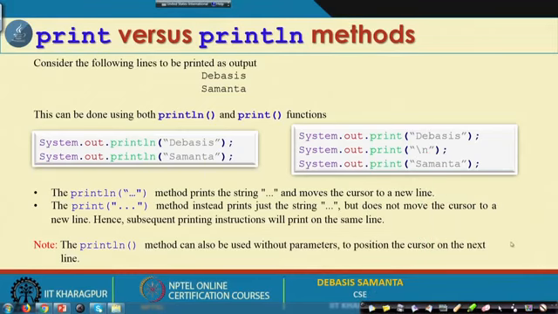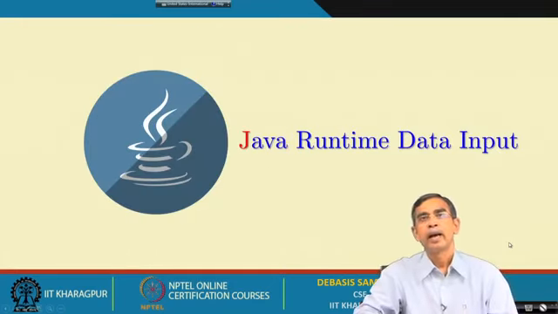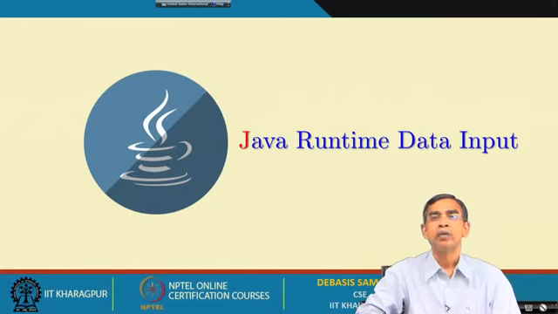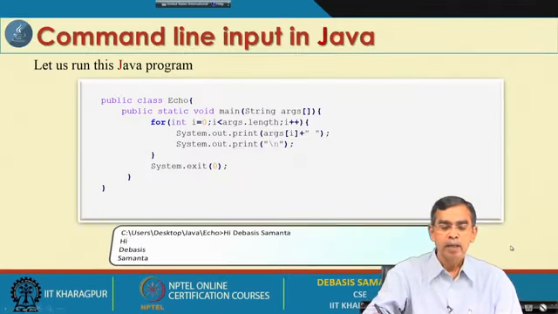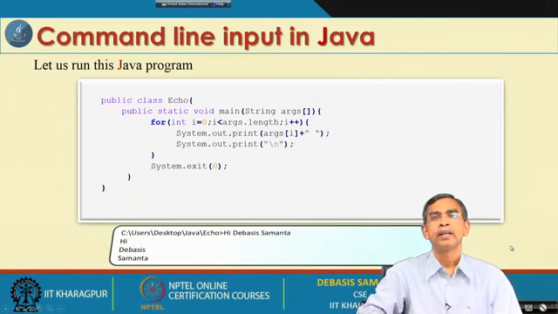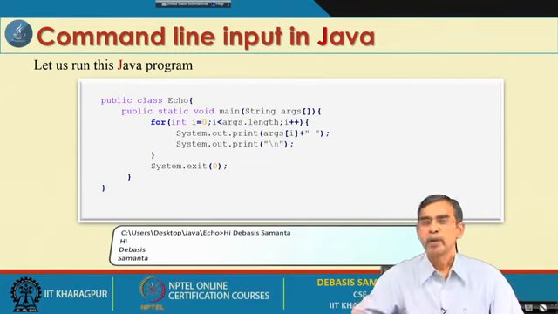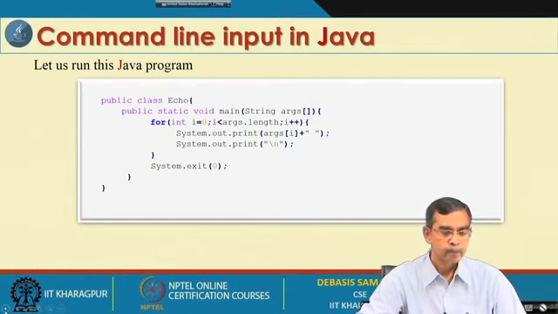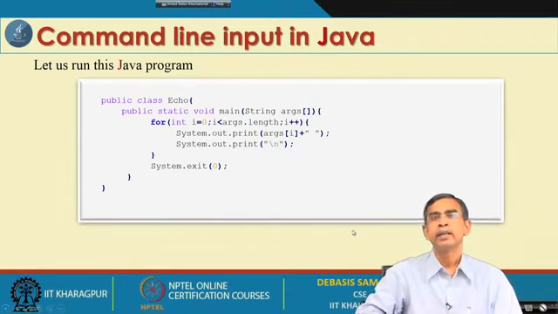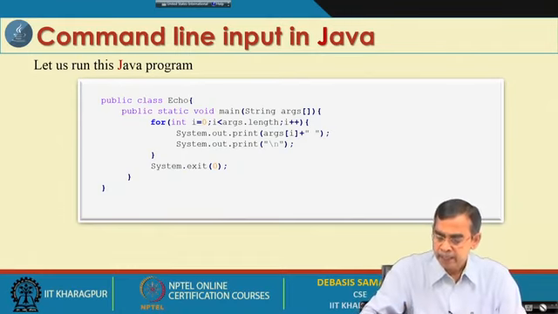So that is the idea about the println method, and now I will discuss quickly how we can feed input to our Java program. During the execution of the program, how can input be given to the Java program? This is called the Java runtime data input concept. Now, here is an example. The first kind of input that can be given to a Java program is called command line input. If you look at this program a little carefully, you will be able to understand a few more things which we have already learned earlier, and something extra here.